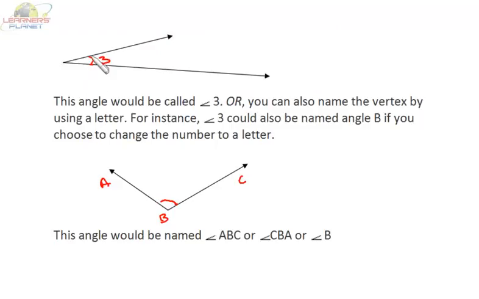Here we see this ray and this is also a ray. They are meeting at this point, and this is the angle formed. We can call it angle 3. Or suppose these are the rays, that is ray AB and ray CB. They are meeting at the point B, and the angle B is formed over here. So we can call this angle ABC or CBA or just angle B.